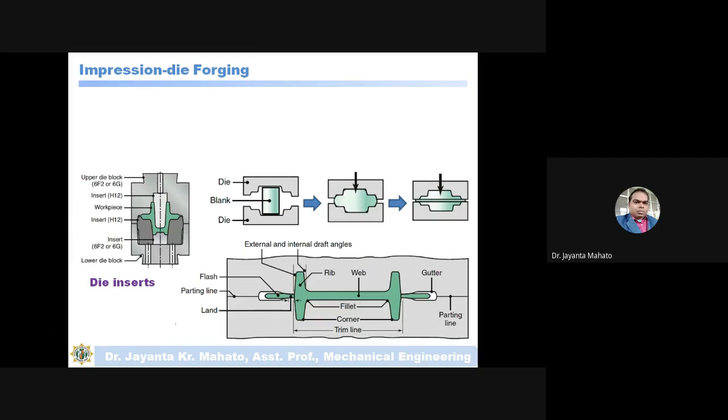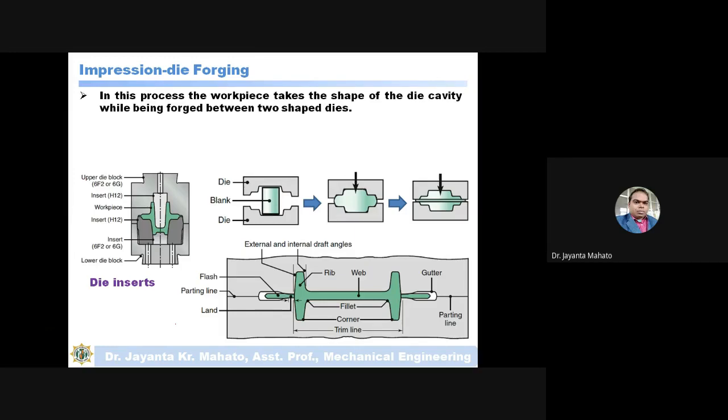Now another forging, this is impression die forging. In this process the workpiece takes the shape of the die cavity. In the previous one, open die forging, there is no shape in the die. The shape of the die was actually flat, but in this case there is a shape in the die, and according to the shape of the die, the material gets the shape of the die.